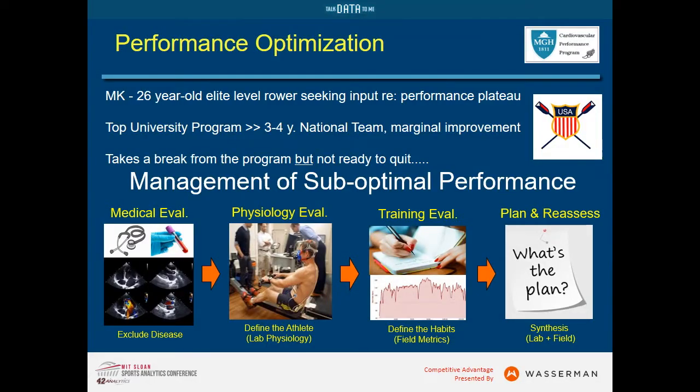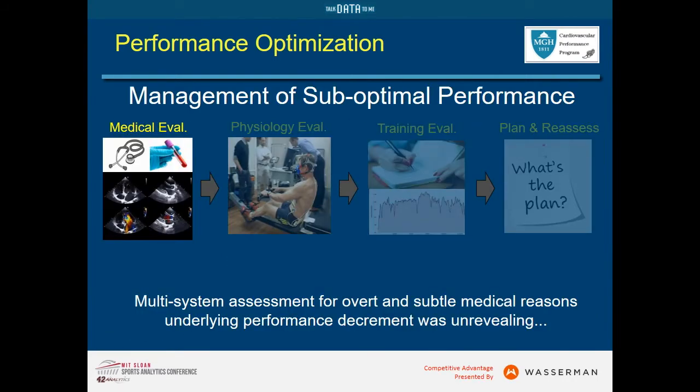So he came to us asking for some advice, and this is the paradigm that we approach to the management of suboptimal performance. The first starts with a medical evaluation. I'll say a bit about that in a second. The second step in the sequence is physiology evaluation. The third step is training evaluation. And then bringing that together, there's a planning, reassessment, and implementation phase where, again, there's a synthesis of lab and field data. So in MK's situation, a multi-system medical assessment, including cardiovascular assessment, blood work, everything we would do to ferret out subclinical disease in an otherwise healthy person, was really unrevealing.